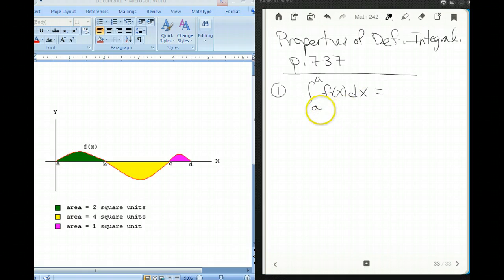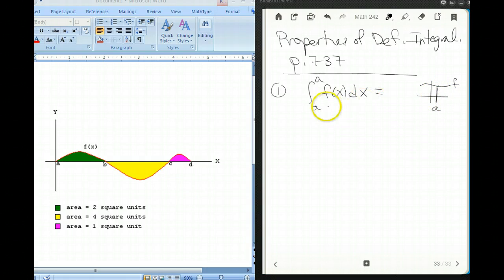Let's see if we can think about what this should equal. This says to do what? Calculate the area under the curve starting at A and going to A, right? If you were to think about that with a picture for a second, it would be something like you had f here and you start at A and you go to A. Did you trap any area underneath the curve? Did you even move your x value over to start calculating area?